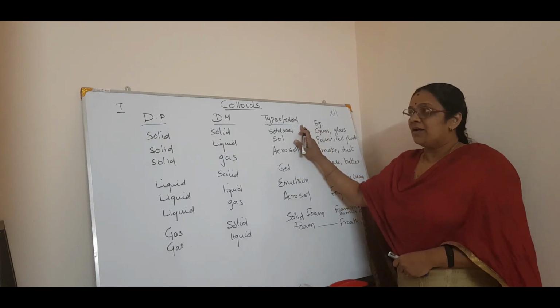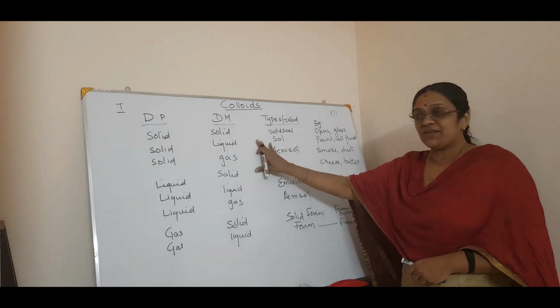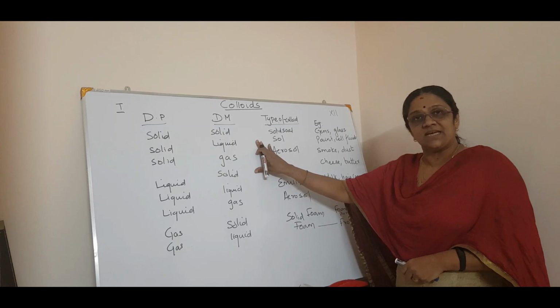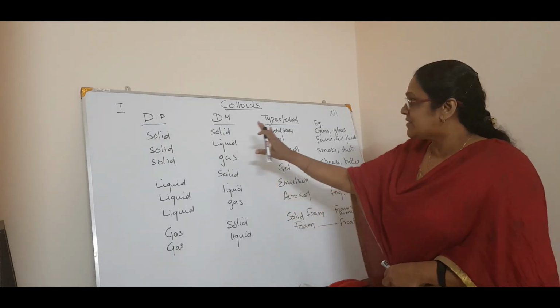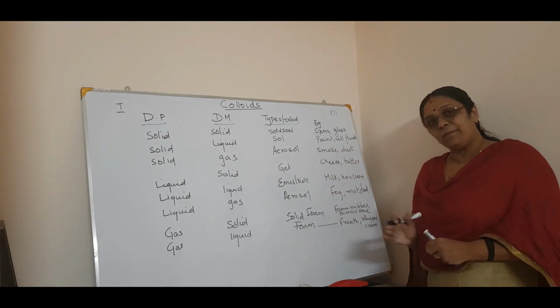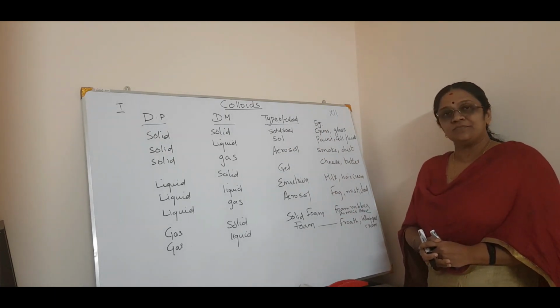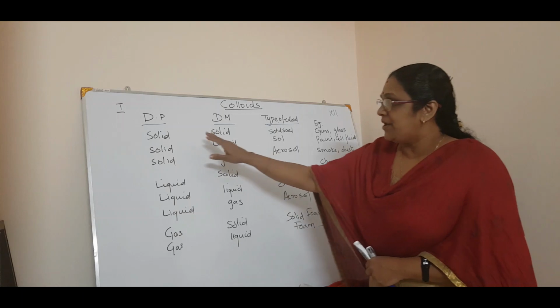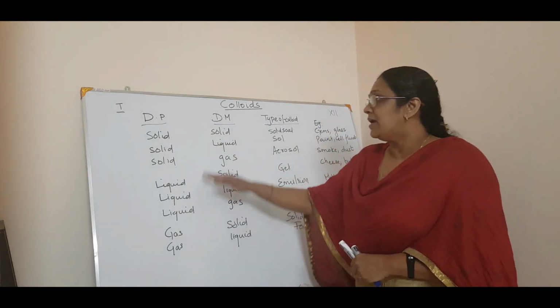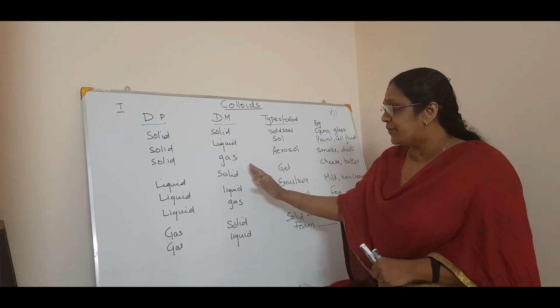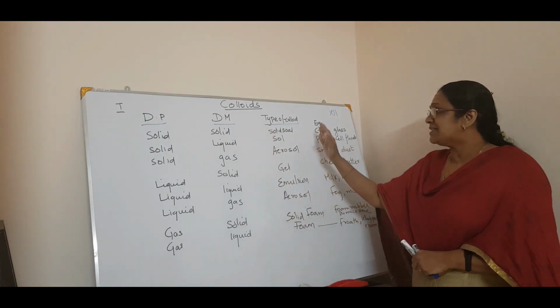Okay. Now, we will see the first classification, that is about the physical state of dispersed phase and dispersion medium. Okay. Now, see this table. Are you remembering this table which you have studied? That is, depending on the physical state, whether it is a solid, liquid or a gas. Dispersion medium also solid, liquid or a gas. So, what is the type of colloid?